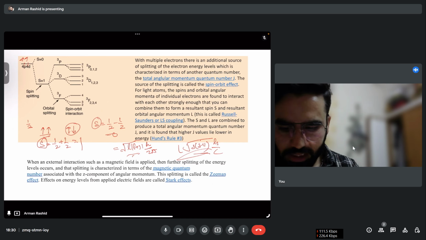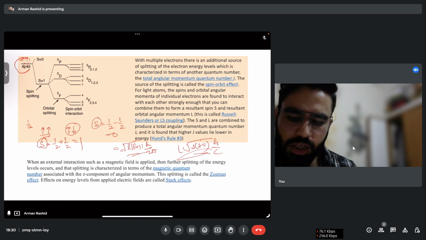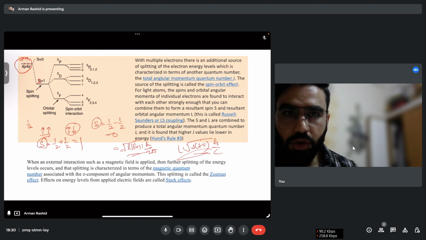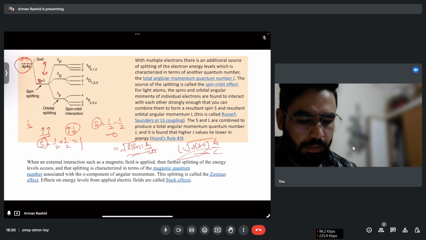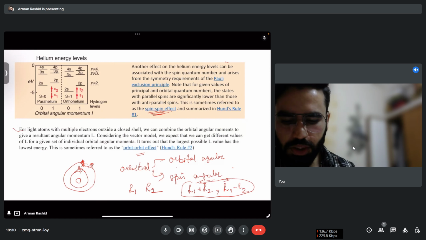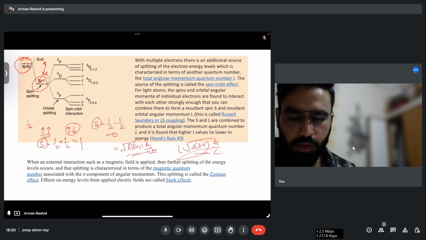Now what we have done is we had one configuration, and that configuration has two possibilities: total spin is 1 and total spin is 0. I told you before that the most stable one is the one which has maximum spin, so this will be the most stable one.